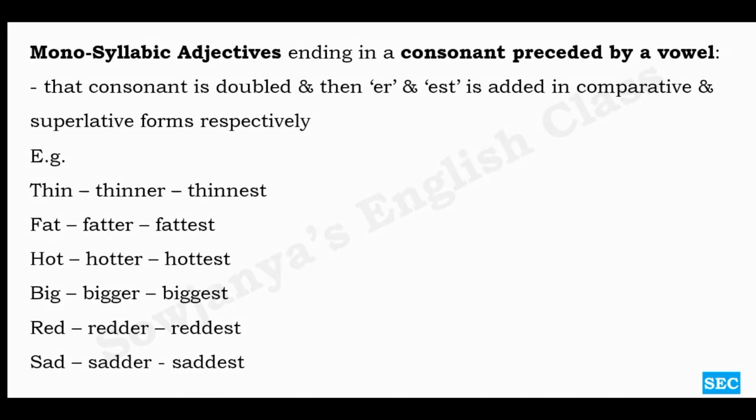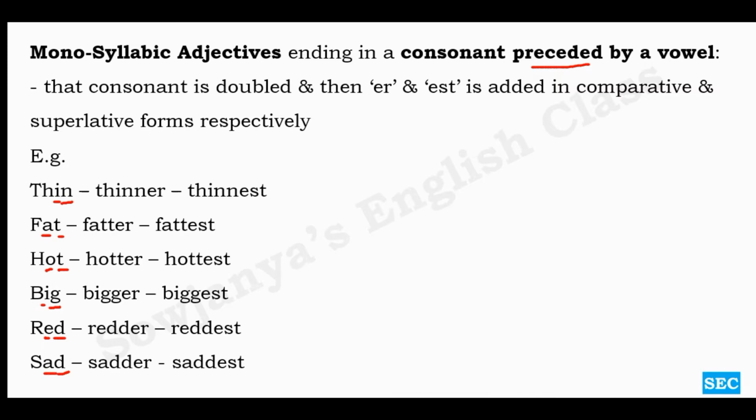If you observe all these monosyllabic adjectives, that is single syllable ending in a consonant, you see thin ending in N, which is a consonant, preceded by a vowel, I. So here T, a consonant, preceded by a vowel. T, a consonant, preceded by O, a vowel. G is a consonant preceded by I, a vowel. D is a consonant here preceded by E, a vowel. D is a consonant preceded by a vowel A.